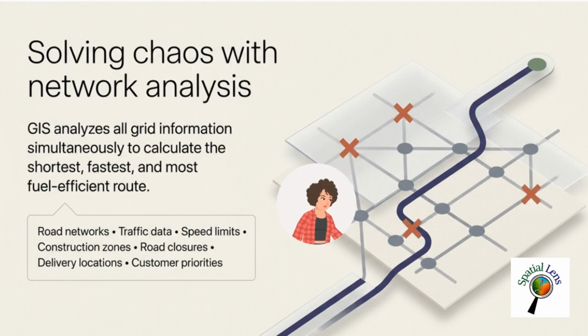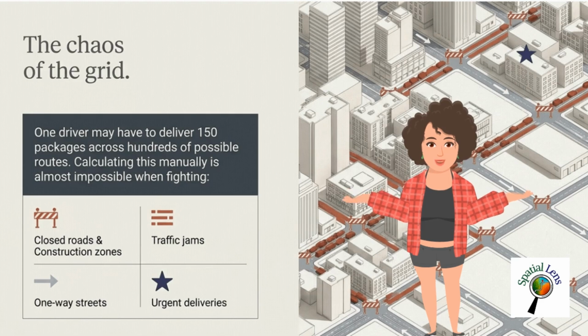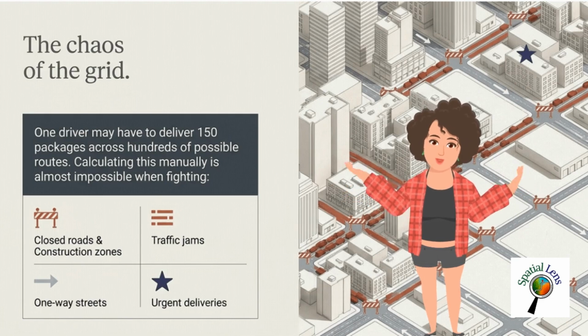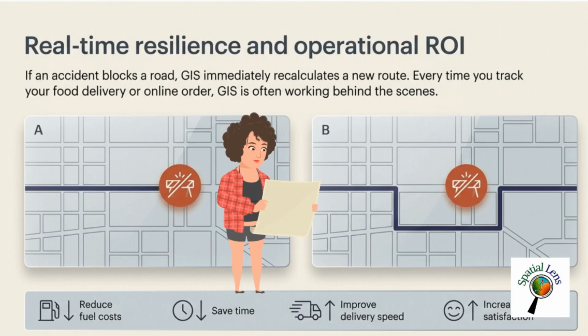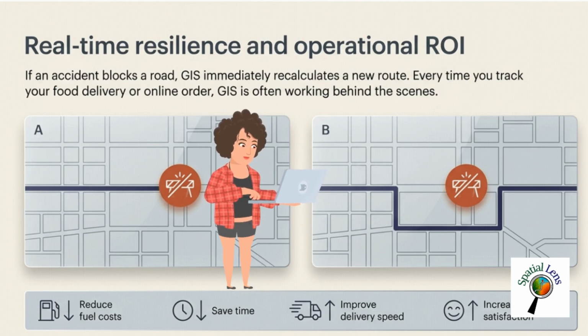It combines road networks, traffic data, speed limits, construction zones, road closures, delivery locations, and customer priorities. Calculating all this manually would be almost impossible. GIS solves this problem using network analysis. GIS analyzes all this information together and calculates the shortest, fastest, and most fuel-efficient route. If an accident blocks a road, GIS immediately recalculates a new route. This helps companies reduce fuel costs, save time, improve delivery speed, and increase customer satisfaction. Every time you track your food delivery or online order, GIS is often working behind the scenes.